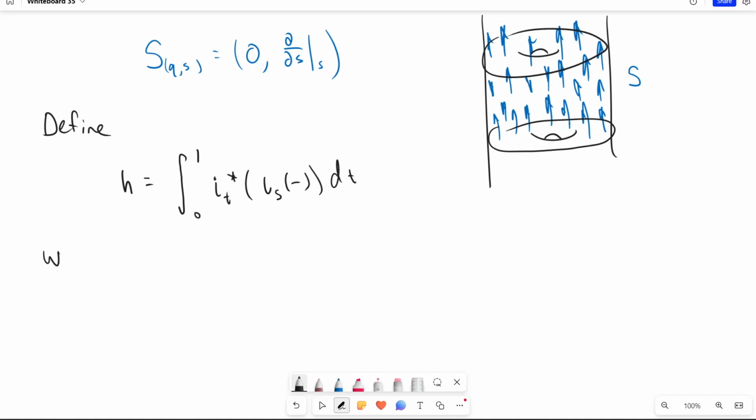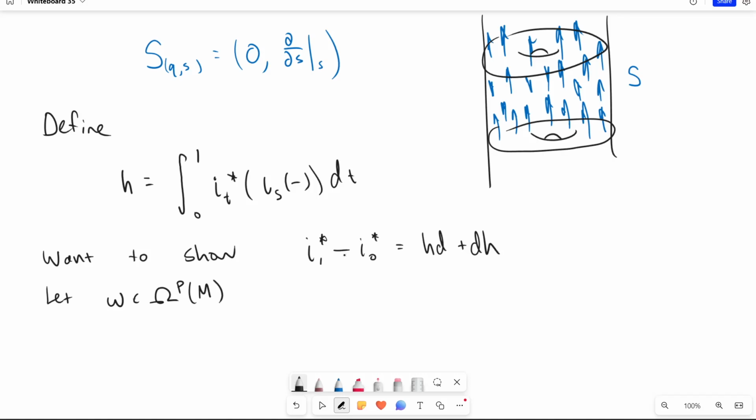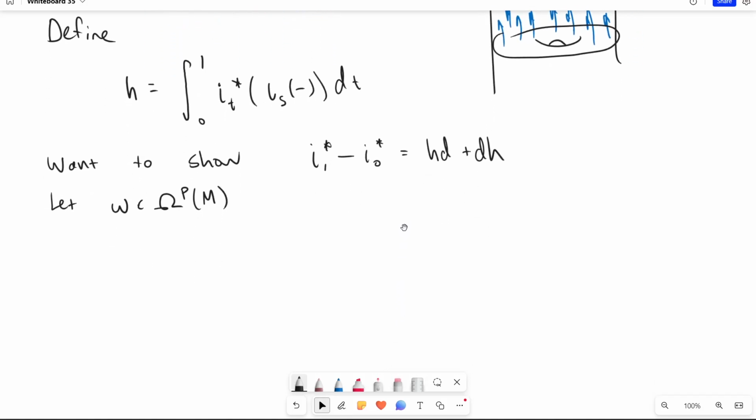So I want to show, as I've written just a second ago, that I1 star minus I0 star is equal to, which order do I write it? It doesn't matter. HD plus DH. So let's see. Let's pick a omega, a P form, and let's evaluate. So evaluating the right-hand side, let's try a few terms.